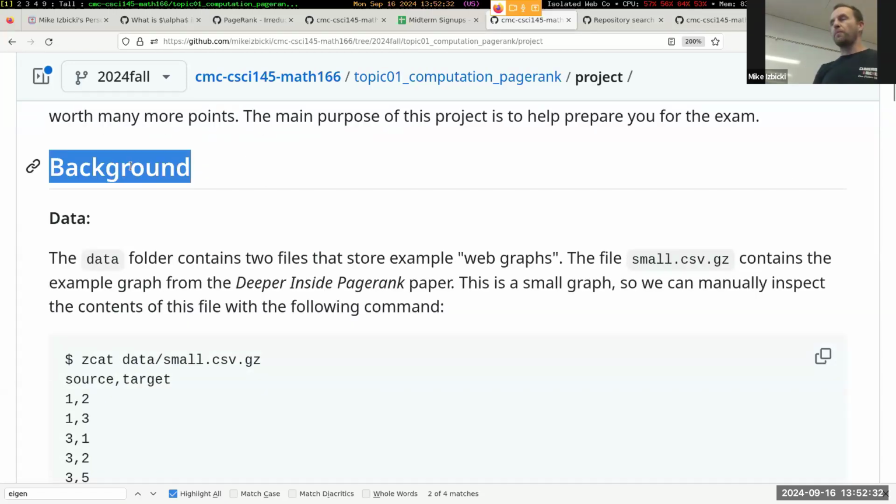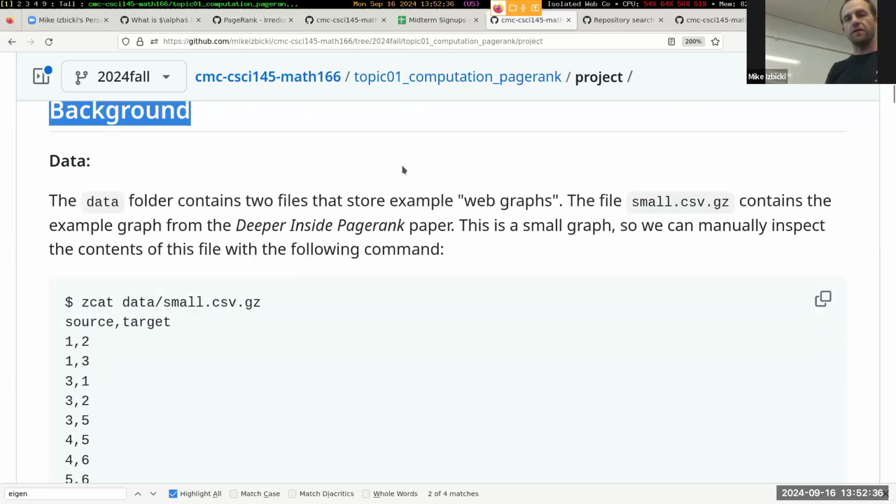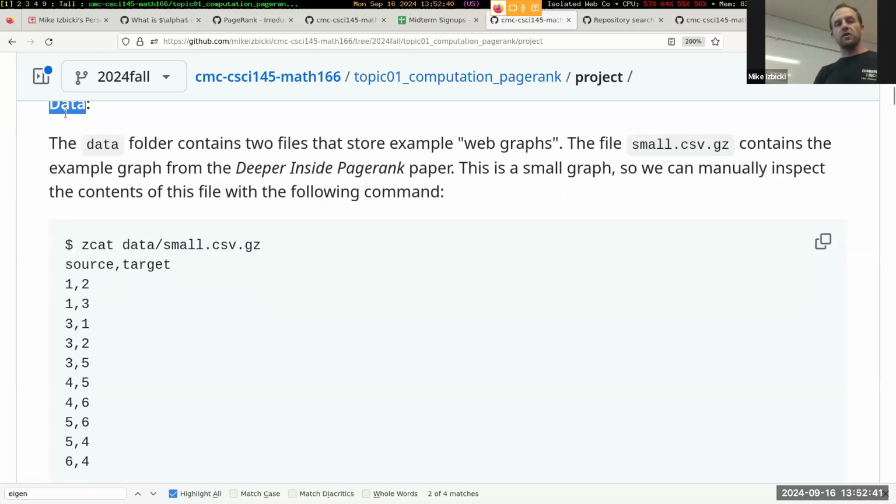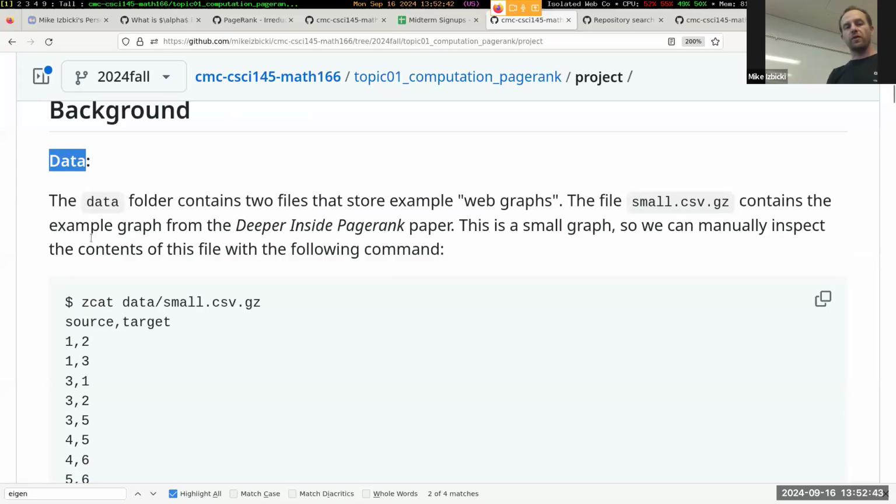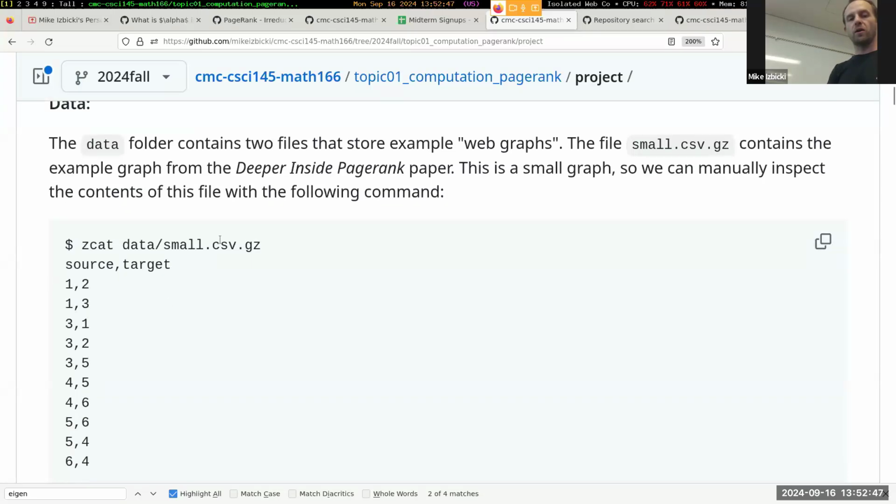Okay, I'm gonna do a quick background here. I'm not gonna go through the entirety of this assignment. There's a lot of stuff in this README here, but just some quick background notes. The first is there's 2 data sets that you'll be working with. They're both contained in this data folder, and they're both what are called CSV files that have been gzipped in this .csv.gzip format. I have a number of examples here of how to use these files.